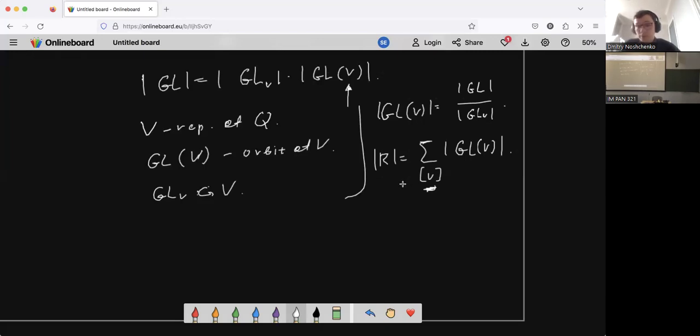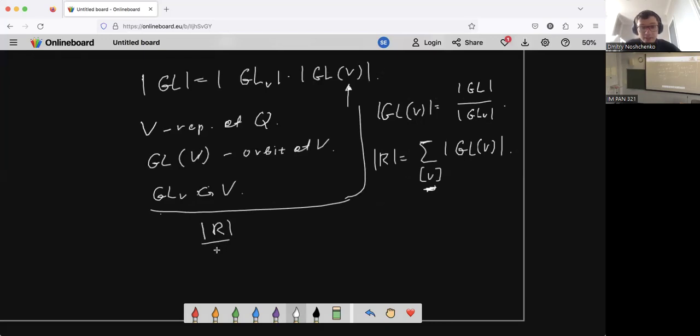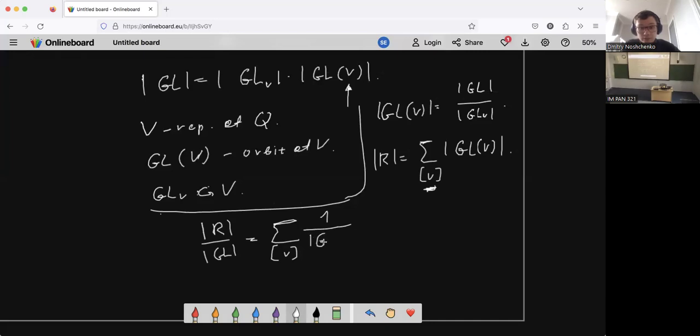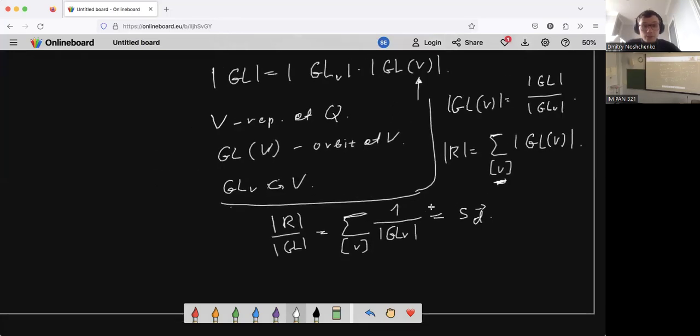And since we already computed both of these, we can now safely say that if you take R and divide by GL, this is now what we want to study. So this is the sum over V. And this is usually defined by the letter S and labeled by the dimension vector. So we can now write explicitly what it is.